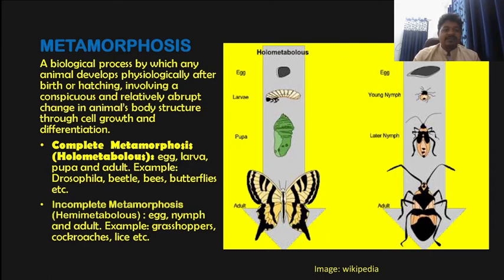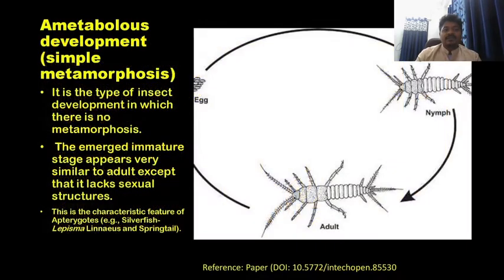In the case of complete metamorphosis, examples are Drosophila, beetles, bees, butterflies, etc. In the case of incomplete metamorphosis, you can cite the example of egg, nymph, and adult forms. These forms are displayed by grasshoppers, cockroaches, lice, etc. Okay, so this is the broad classification of metamorphosis.